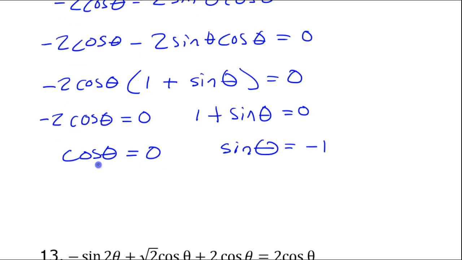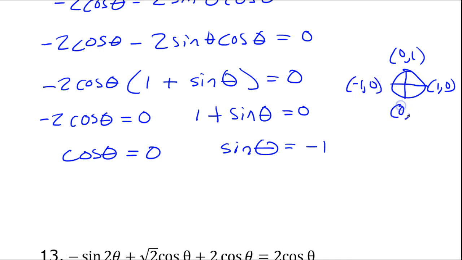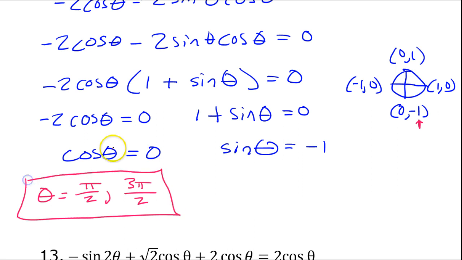All right, where is cosine 0? All right, so I have 1, 0, 0, 1, negative 1, 0, and 0, negative 1. Cosine is an x value. So where's my x value going to be 0? Here and here. Okay, so that's theta is equal to pi over 2, all right, and 3 pi over 2. Okay, now where is sine theta equal to negative 1? Well, sine is a y value, so where's the y value negative 1? Right here. Well, that's 3 pi over 2, and we already have that, so we don't get any new solutions here. So these are the only two solutions for problem number 11.